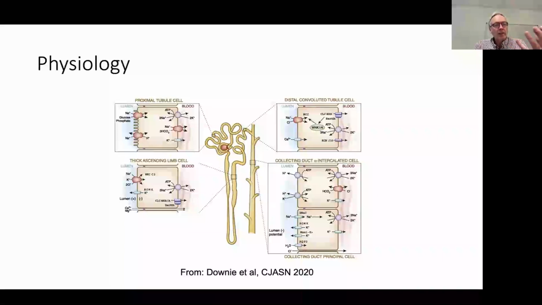And of course, if one of these transporters is broken, if the robot that brings in the forks, for instance, is broken, well, then you will have very few forks left in your house and a lot of them out in the front yard in the urine.